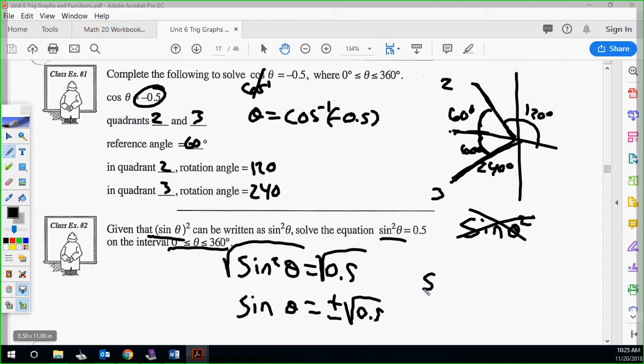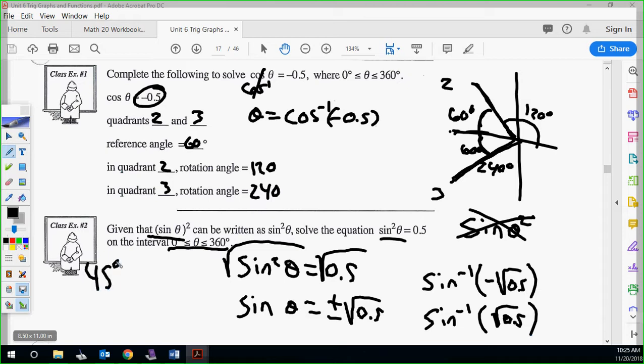So we go sine inverse of negative 0.5, sine inverse of just positive 0.5 rooted. It's not going to matter. You only need one of them. I'd just do the positive if I were you. So what is sine inverse of root 0.5? What is it, 45? Yeah, so it's 45. So 45 is all we need, guys. 45 is a what? That's our reference angle. Okay, because it's where? It's in quadrant 1. It's right here, 45.